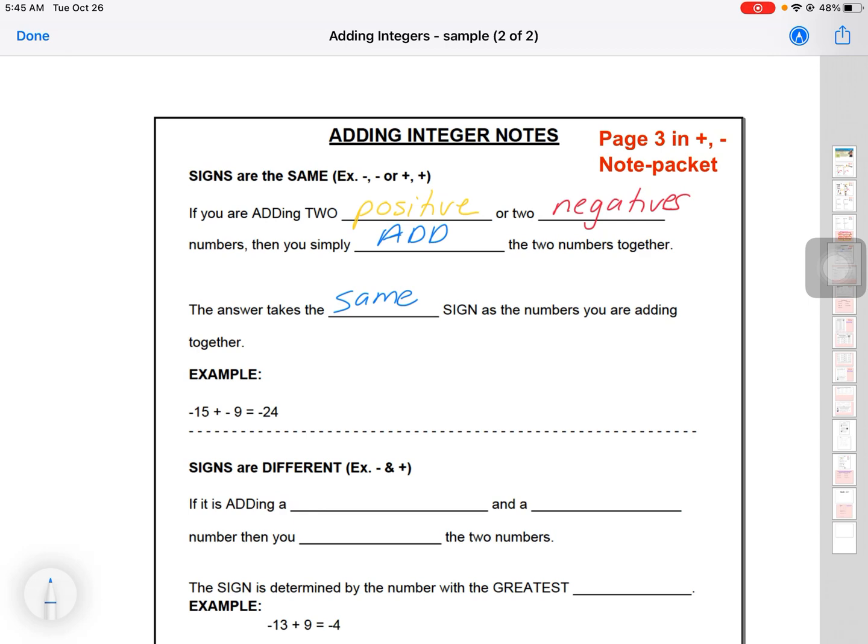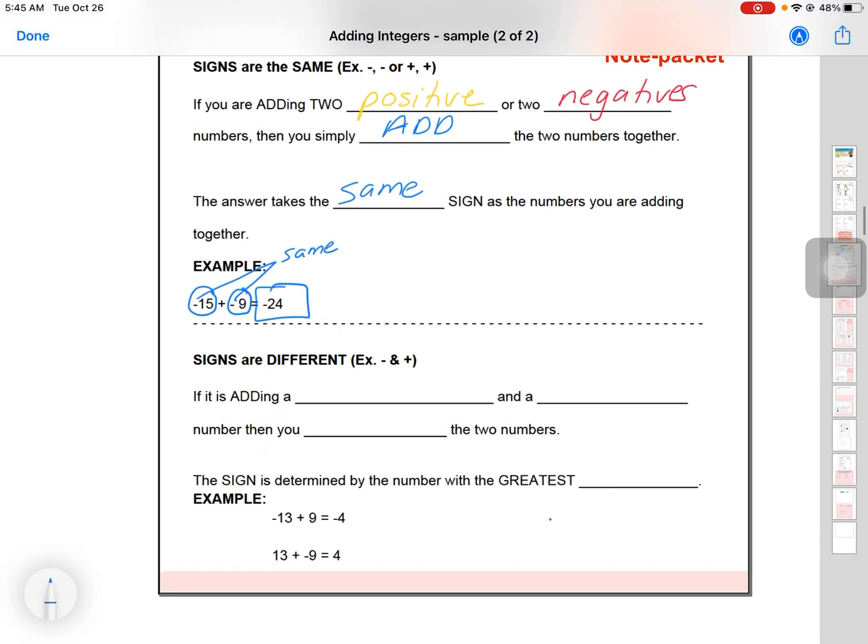So my example here is I have a -5 and a -9. Notice that the signs here are the same, so I'm simply going to add 15 plus 9. 15 plus 9 is 24, and because they're negative, my answer is going to be a -24. Okay, so if the signs are the same, we're going to add them together.